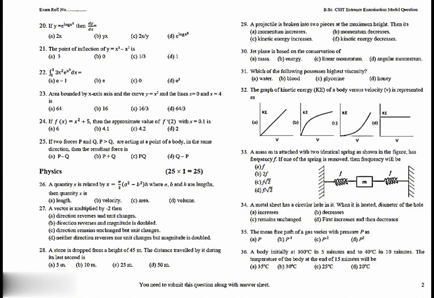Question number 24. If f(x) equals x square plus 5, then the approximate value of f dash 2 with delta x equal to 0.1 is: A. 6, B. 4.1, C. 4.2, D. 2.